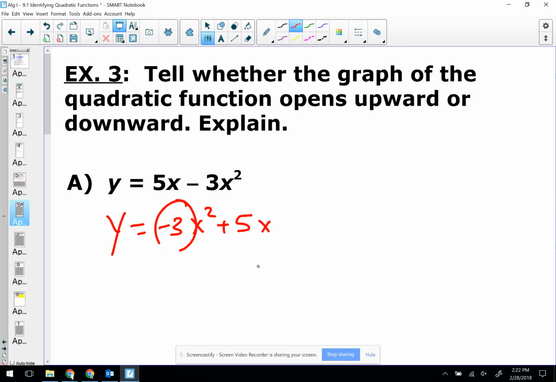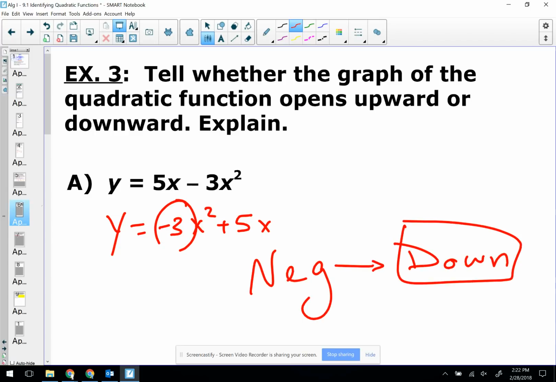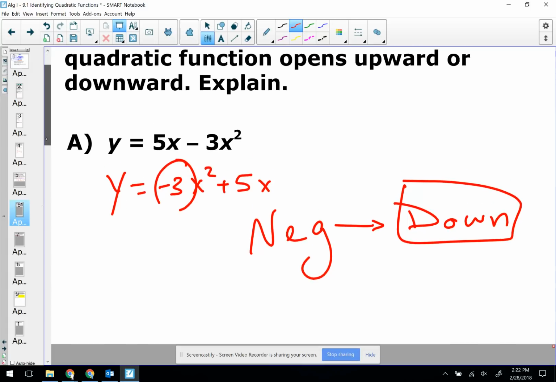Positive or negative? It's negative. It opens down. Pretty easy, right? Leading coefficient's negative, it opens down. Leading coefficient's positive, it opens up.